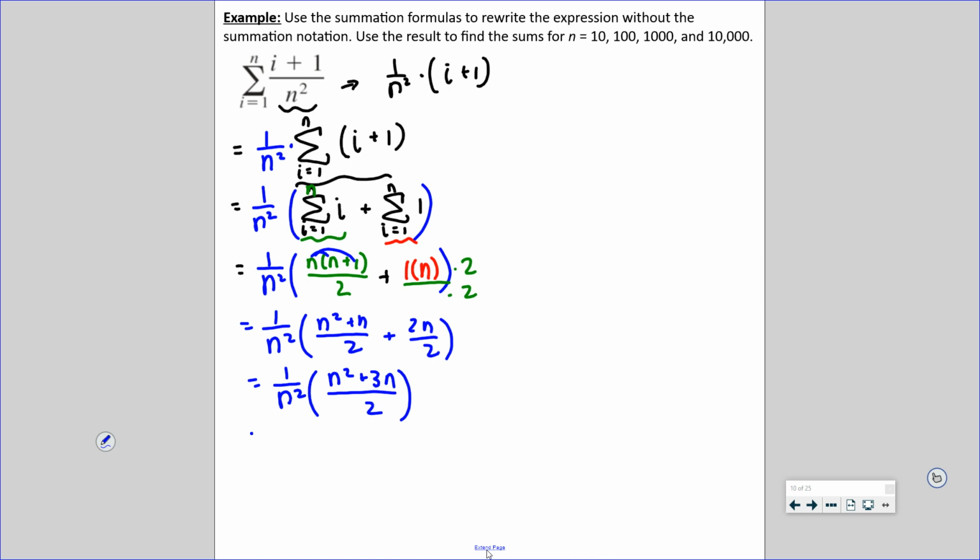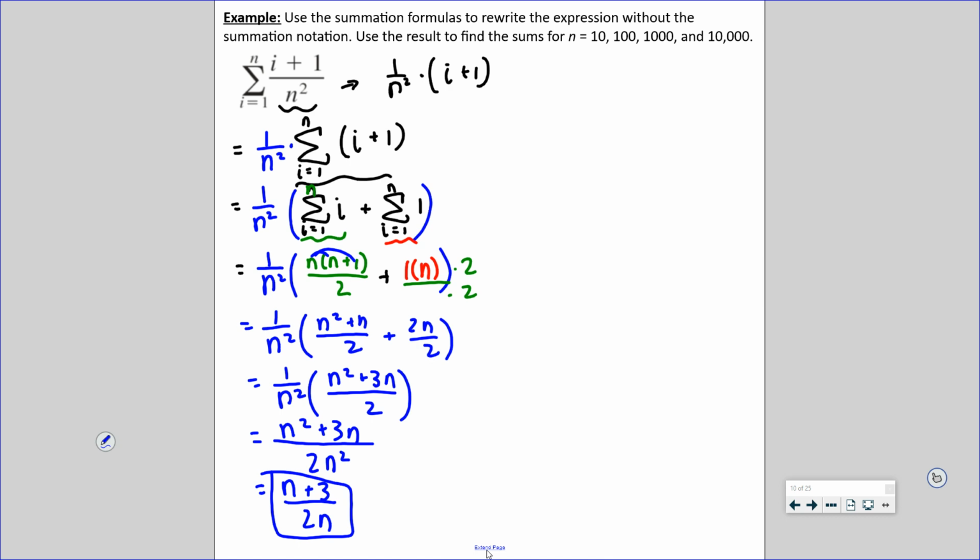Then I can multiply those fractions together. Multiply the tops, multiply the bottoms. I get here, which they all have a common factor of n, so I could simplify to here. Okay, so that is my way of rewriting this sum without the sigma notation.